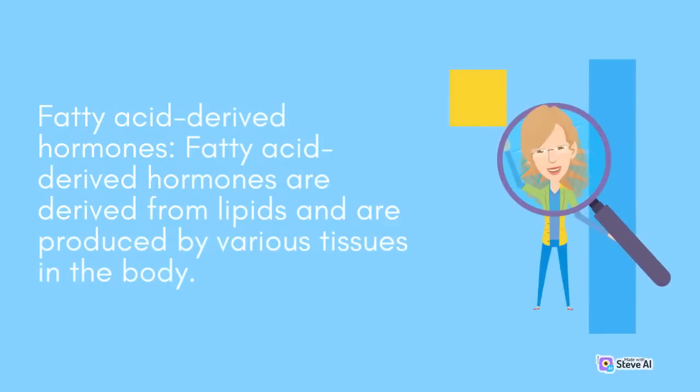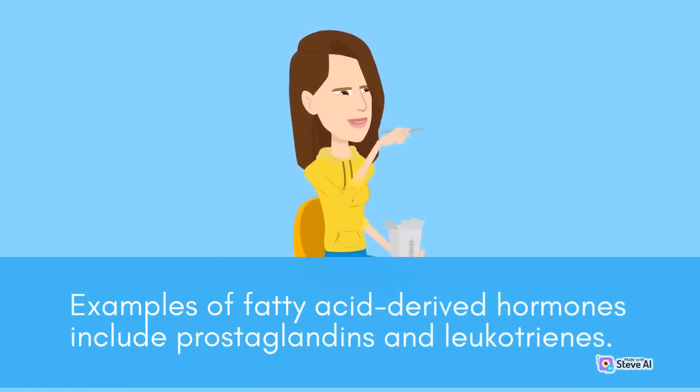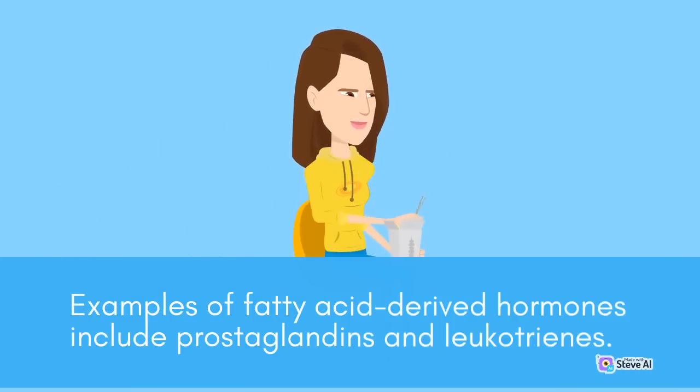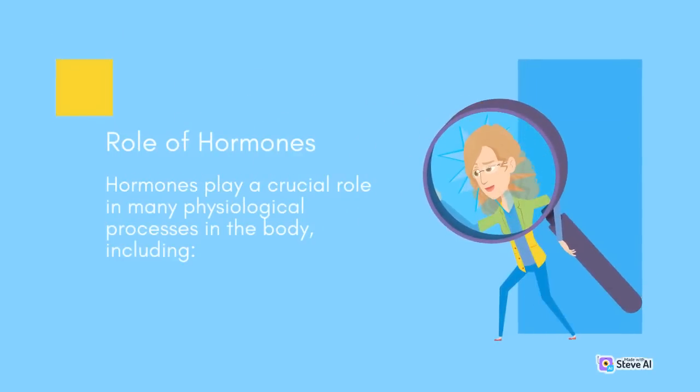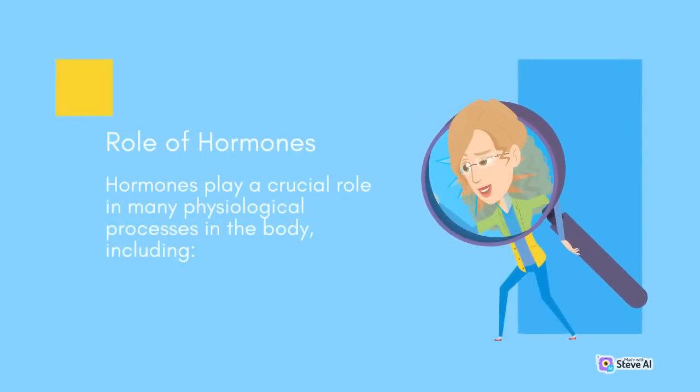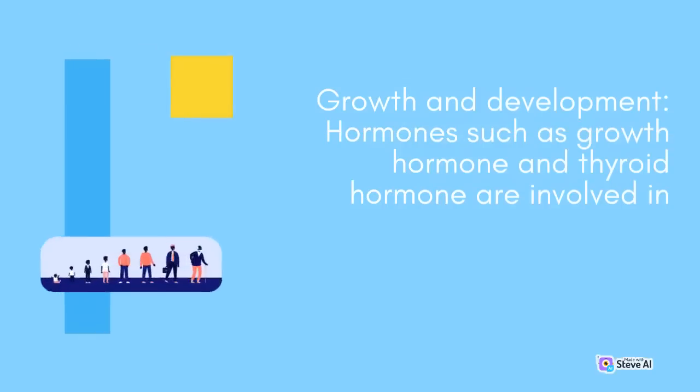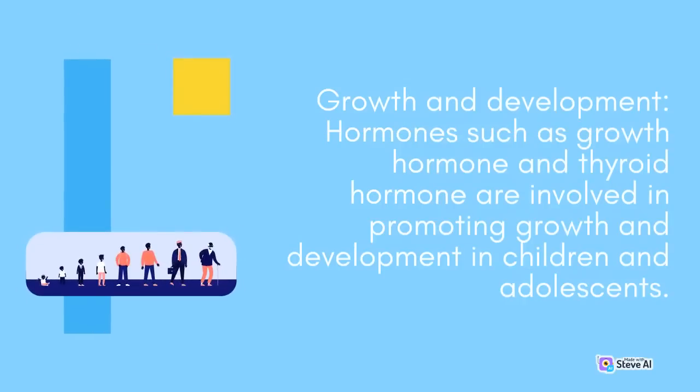Fatty acid-derived hormones. Fatty acid-derived hormones are derived from lipids and are produced by various tissues in the body. Examples of fatty acid-derived hormones include prostaglandins and leukotrienes. Role of hormones. Hormones play a crucial role in many physiological processes in the body, including growth and development. Hormones such as growth hormone and thyroid hormone are involved in promoting growth and development in children and adolescents.